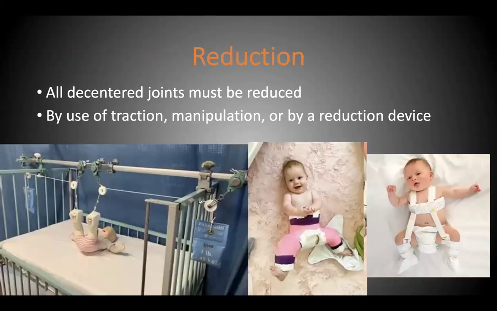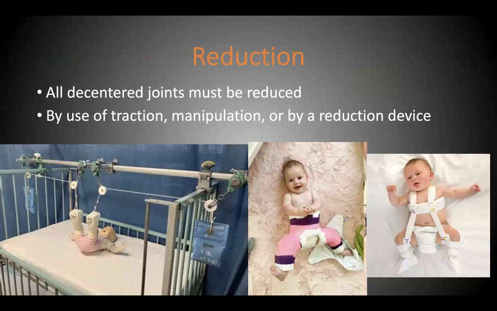Reduction should be done for all decentered joints, and it can be done by the use of traction, which was done previously, historically, by the use of Gallows traction, wherein you're keeping the hips flexed and then gradually abducting the hips to cause reduction of the hip joints. You could also use manipulation in the form of closed reduction and hip spica to put the hip back in place. Or we could use a reduction device such as a Pavlik harness or some other harness of the physician's choice.